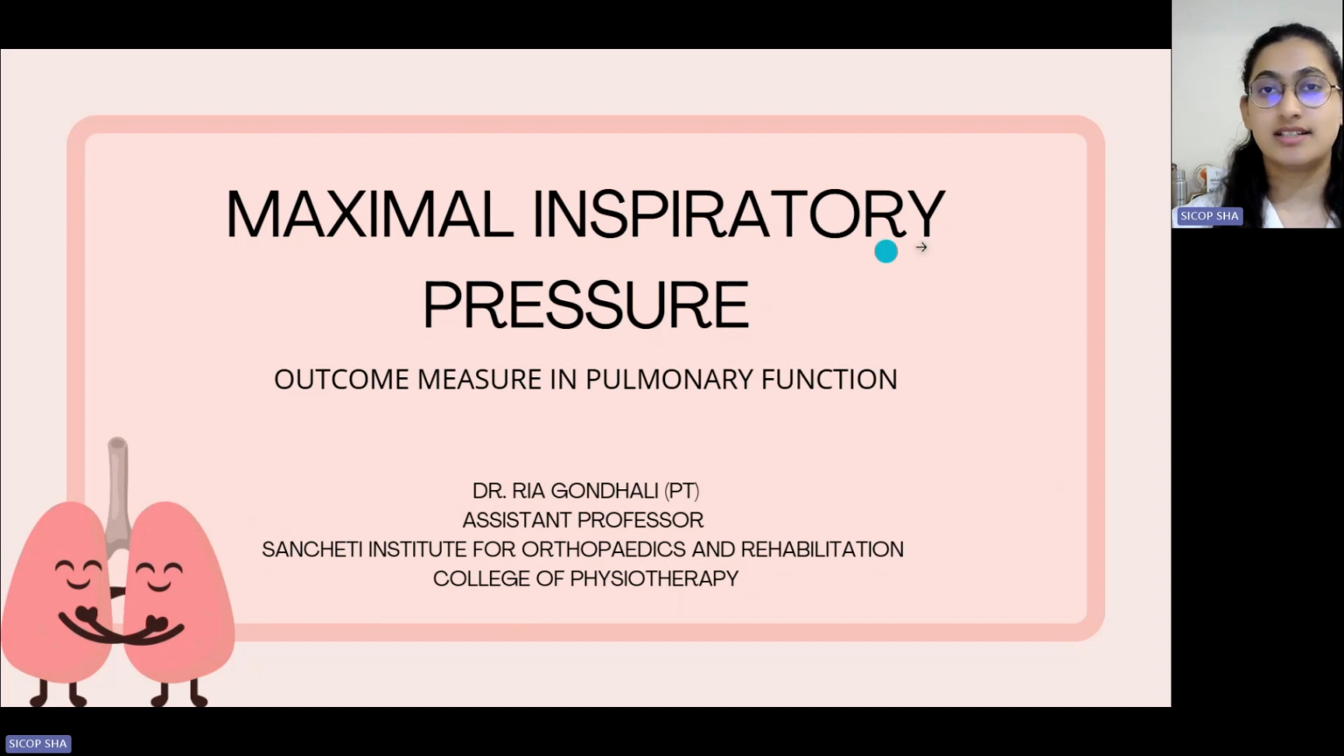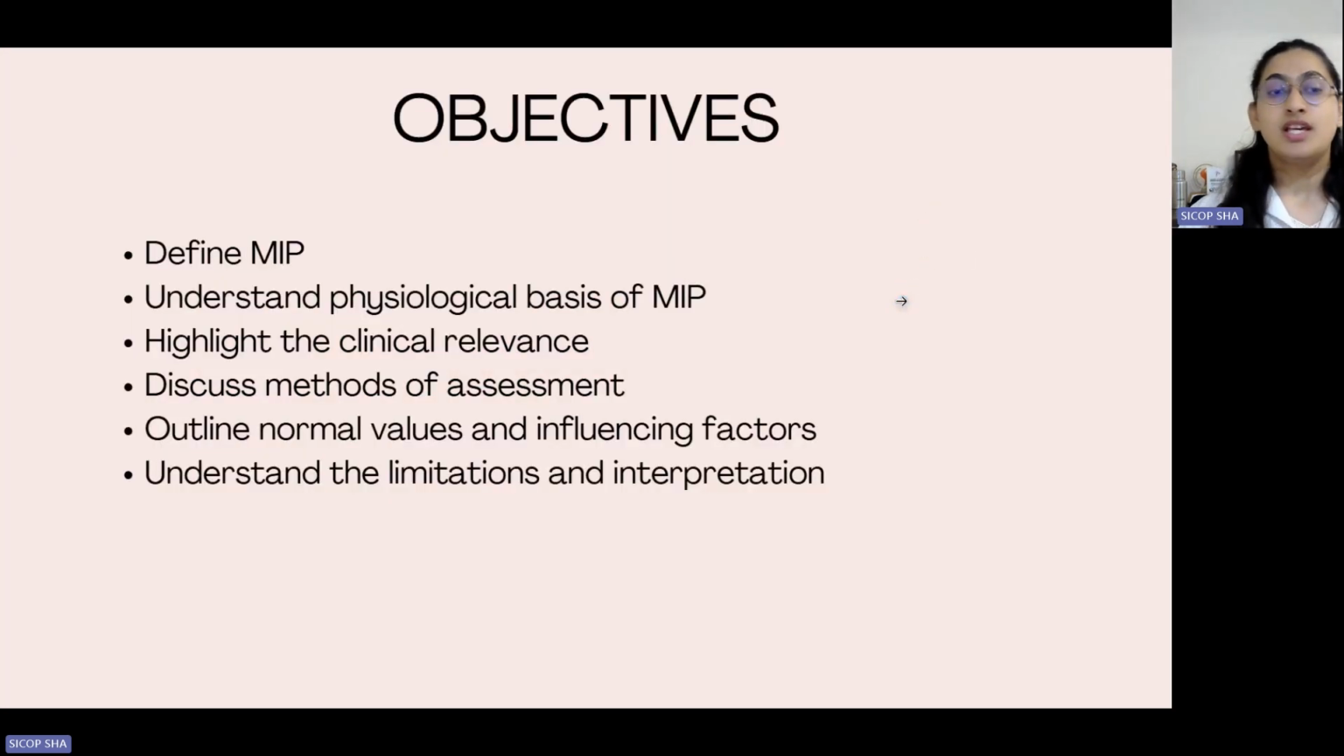So let's get started with the objectives. The objective of this session is to define maximal inspiratory pressure, also MIP, understand the physiological basis of MIP, highlight the clinical relevance, discuss methods of assessment for MIP, outline normal values and influencing factors, and understand the limitations and interpretations.